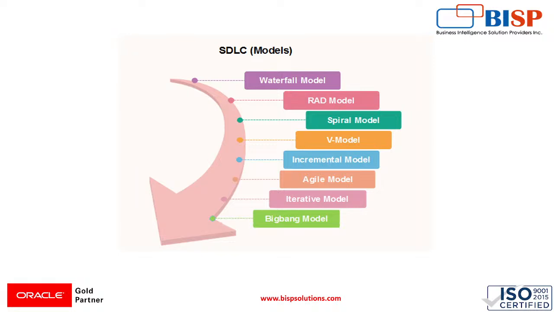Okay, and the agile model is an iterative approach focusing on flexibility and customer collaboration. So these are the models that we can follow while implementing the project. So this is the whole lot of SDLC.